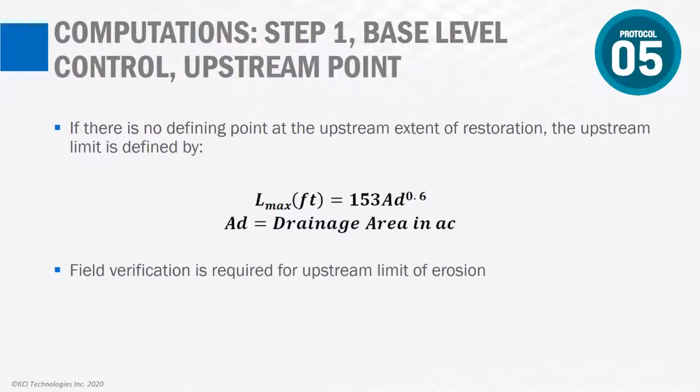After determining your downstream control point, the next step is determining your upstream control point. So the upstream point defines where the erosion potential ends. If there's no defining point at the upstream extent of restoration, like a pipe outfall, the upstream limit is defined by this particular equation. You would need to traverse the existing alignment upstream of the beginning of restoration for the length you need to check, basically to ensure that there's no other control point that would be acting as a grade control.